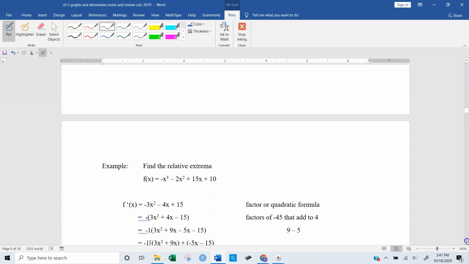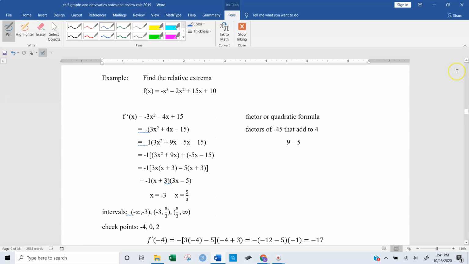Okay, now let's go through our problem and see what this actually means. We want to find the relative extrema, so our mins and maxes, of this x cubed function. We know it's a negative x cubed, so in our minds, we know the graph looks something like this. So our first one should be a min, and our second one should be a max. Now let's see if this plays out the way we think it should.